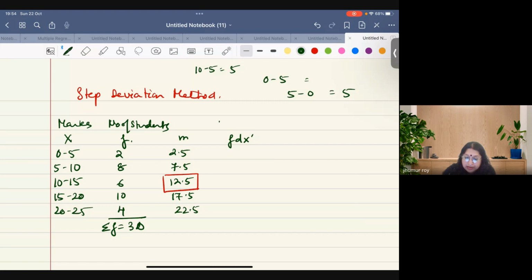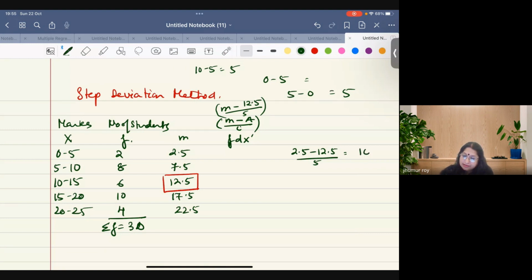Now, what is the formula? M minus A divided by I. Let me write it properly. So to calculate dx dash, we write mid value minus assumed mean divided by I. M minus what is the value of A? 12.5. What is the value of I? 5. Now if I want to calculate for the first value, what will be the value? 2.5 minus 12.5 divided by 5. What is the value you will get? Tell me.